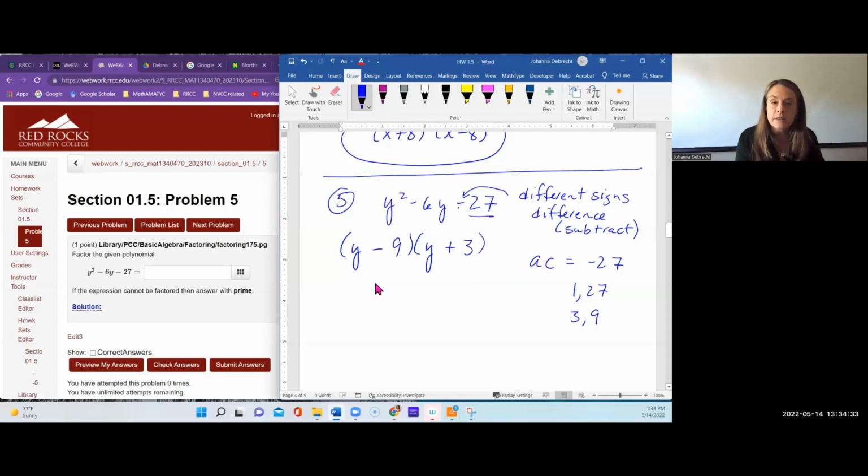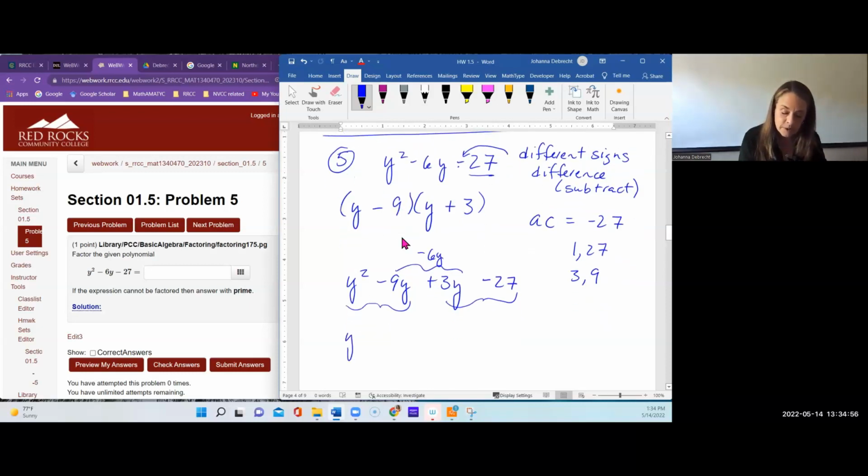One's got to be positive, one's got to be negative, but they have to combine to give you negative 6y. That will give you y squared minus 9y plus 3y. This, of course, replaces the minus 6y minus 27. Then you group each pair together and take out the common factor. This would give me y times y minus 9.